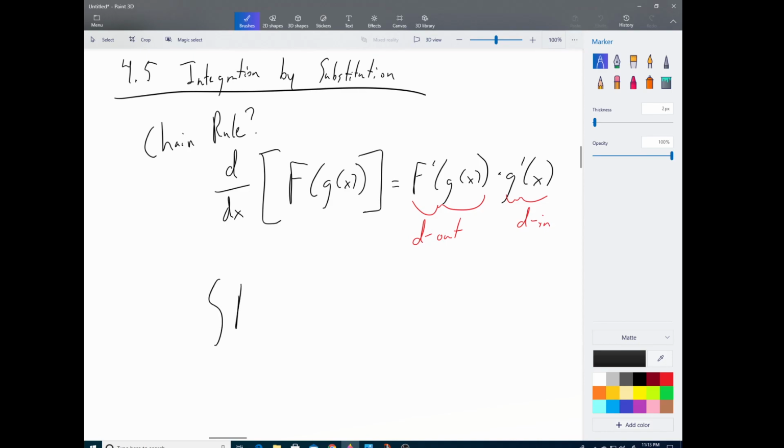If you are going to take the integral of your derivative, then your answer would be what we had originally. It would be your composite function. And so to do this, we're going to use something called U-Substitution.